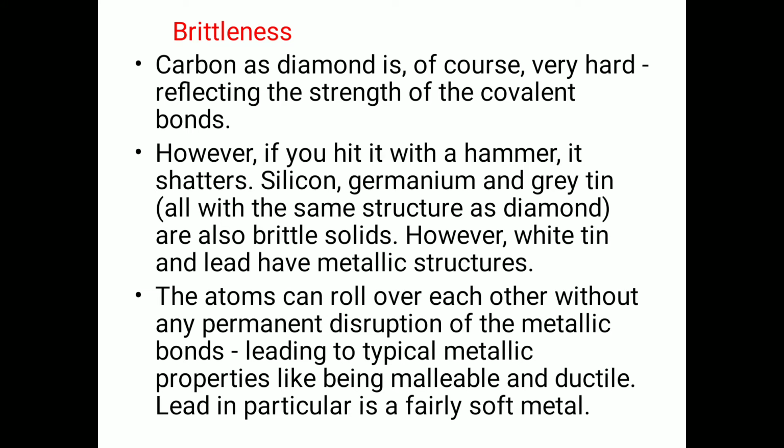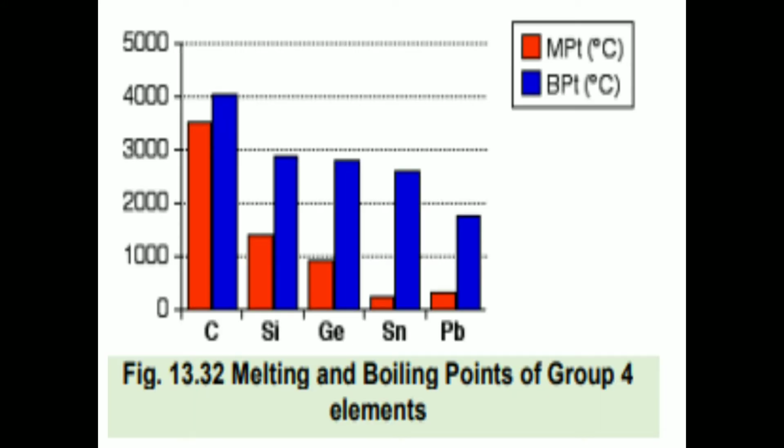However, white tin and lead have metallic structures. The atoms can roll over each other without any permanent disruption of the metallic bonds, leading to typical metallic properties like being malleable and ductile. Lead in particular is a fairly soft metal. Here you can see in this graph that the melting and boiling points of group 4 elements decrease down the group.